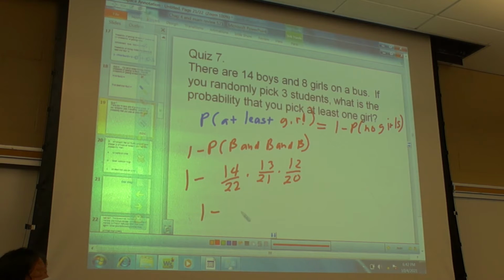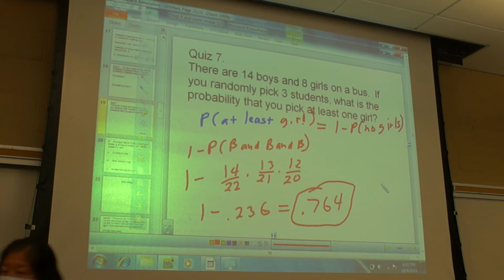So 1 minus, what did you guys get for the decimal? Anyone? 0.236. So what did everybody else get? 0.764. Does everyone see how this is so much easier than that other tree way? You could totally do it the other way, it just would take you a lot longer, because you have to calculate all 7 of those options.